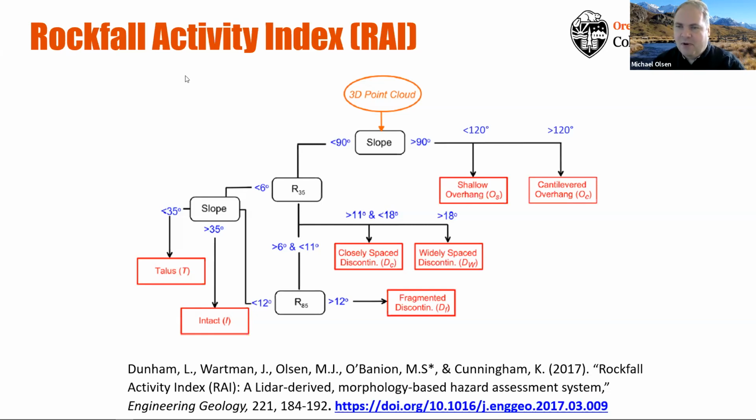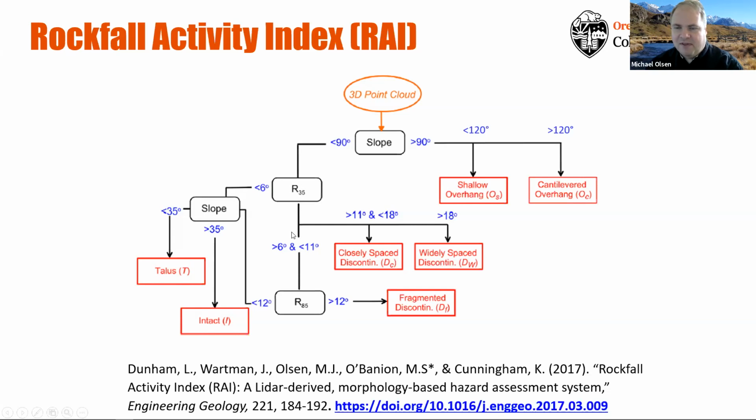So we take the point cloud, and at each point, spaced at 5 centimeters, we compute the slope. If there are very high slopes, greater than 90 degrees, meaning the surface is pointing downward, that tells us that it is an overhang, and we can classify it into a shallow overhang or a very heavy cantilever overhang. If it's less than that, then we look at the roughness in a 35 centimeter window. If it's not very rough, then it's probably either talus deposit at the shallower slopes or intact rock, because it's the smoother rock surfaces.